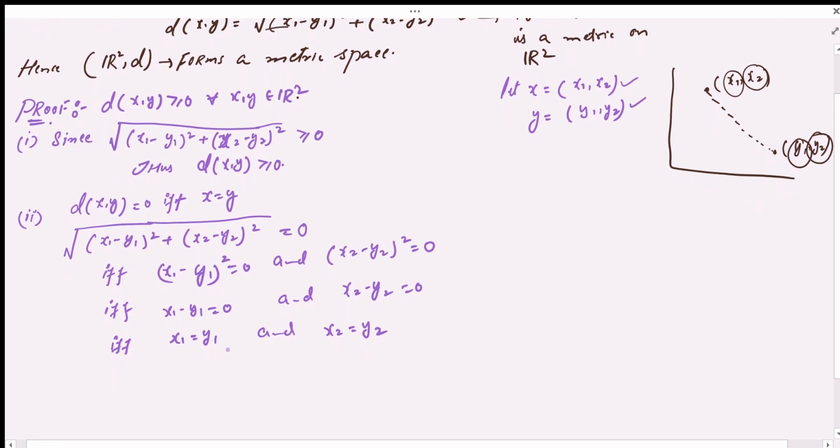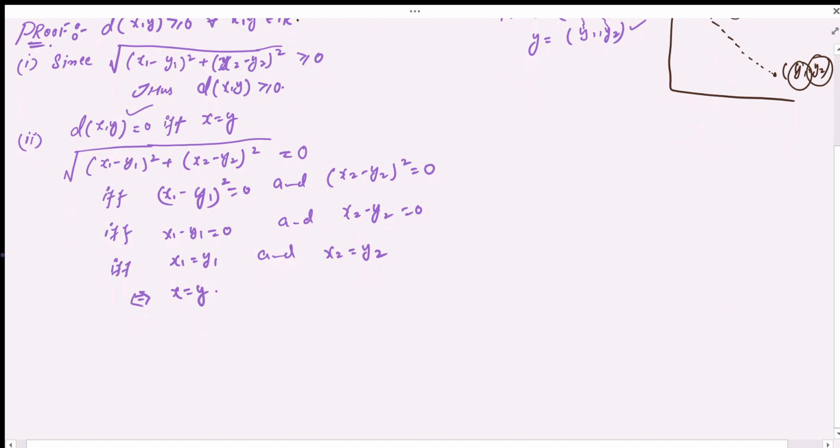Now look carefully at what you are getting here. You are getting x1 equal to y1 and x2 equal to y2, and we know that two ordered pairs are equal when their corresponding elements, or corresponding factors, are the same. So from here we can say x is equal to y. So it is if and only if x is equal to y. We supposed that this is equal to 0 and we got that it holds if and only if x is equal to y. So it was the second condition.